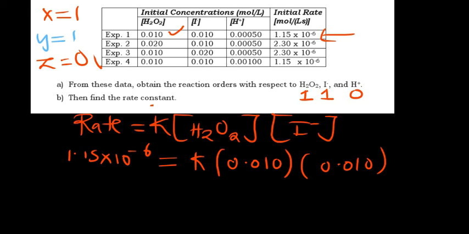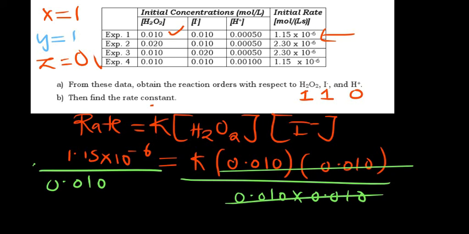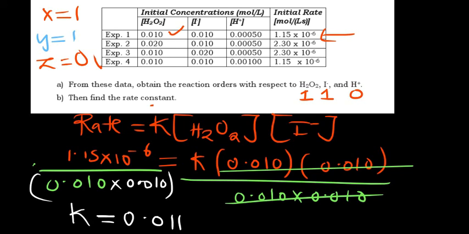So our goal is to find the value of K. So we can divide by the product of the two on both sides. So 0.010 times 0.010. So multiply what's on the bottom, divide that into what's on top. Our value of K becomes 0.0115.